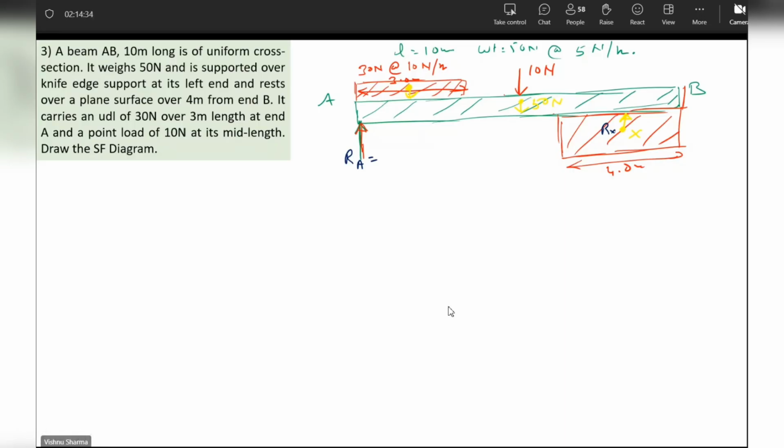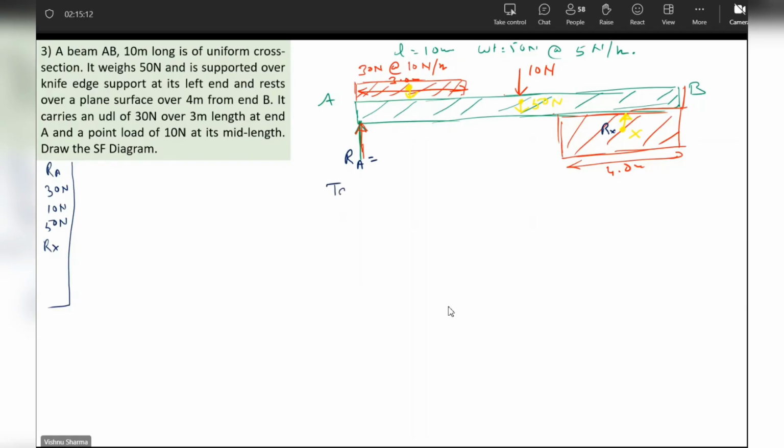So now how many forces? For the purpose of good order, I'm writing the forces from left to right. You have one force RA acting at A. Then you have a UDL, which can be assumed to be acting through its center. So 30 Newton UDL. Then you have a 10 Newton concentrated load. Then you have 50 Newton weight of the beam. And then you have Rx. Guys, 1, 2, 3, 4, 5. 5 forces are there. Am I right? Please check. Yes, sir.